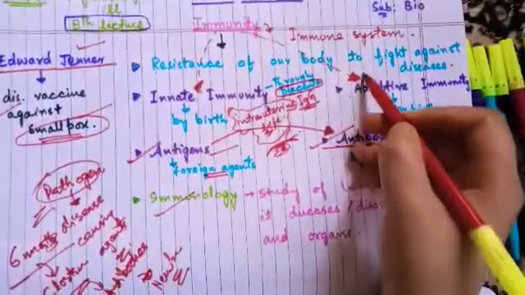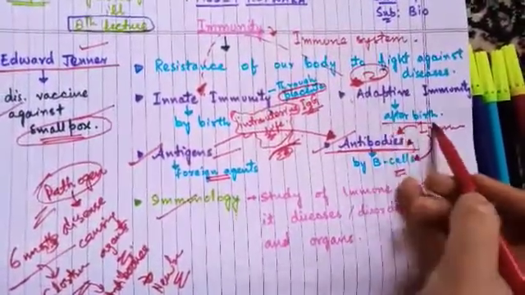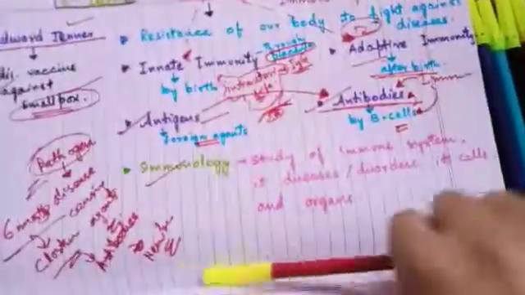And then there is adaptive immunity, the second type of immunity. It will be discussed later on. Adaptive immunity is acquired after birth. It's not present by birth. Here you will remember this.